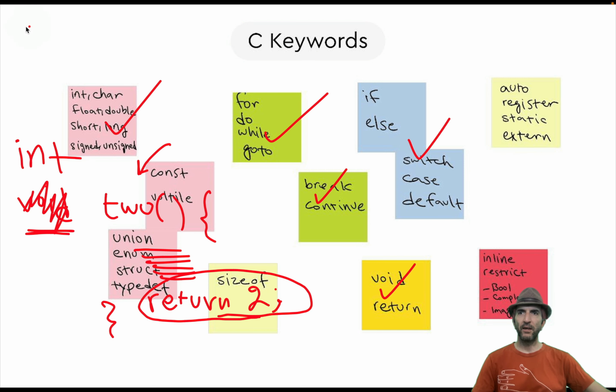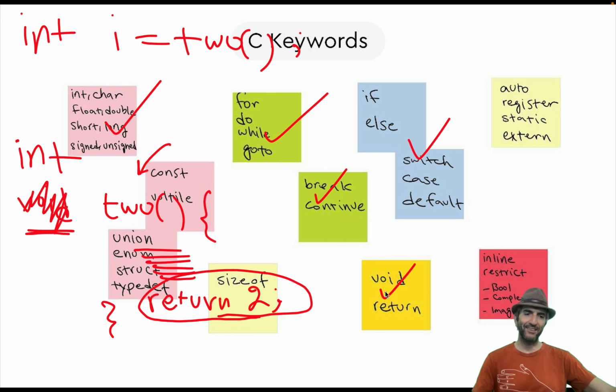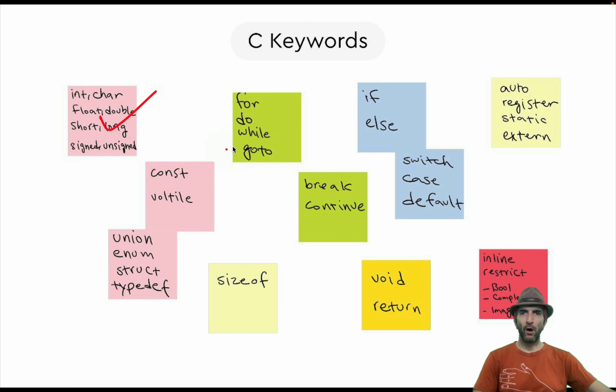So I could say int i equals 2 function. It would run this function, would return a 2, so my i would be 2. So this is void and return. You know all the basics. Easy. Let's go here. Let's start with this one.